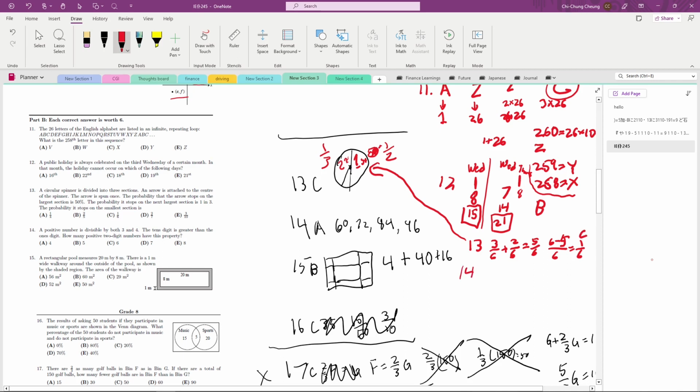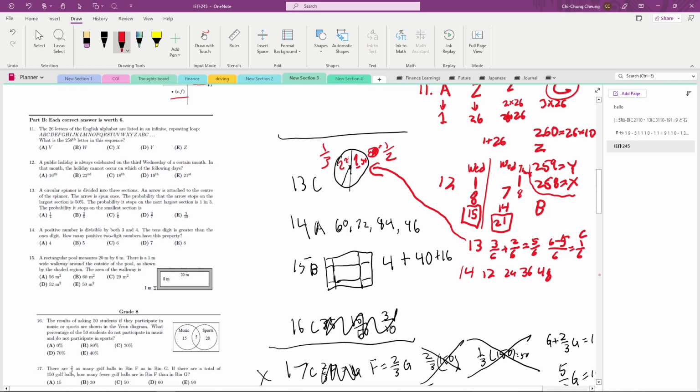14. A positive number divisible by 3 and 4, tens digit greater. Okay, so if you have a positive number divisible by 3 and 4, obviously that means it's divisible by 12, right? So you just count. Let's just list out the 12s because there's not that many. 12, 24, 36, 48.